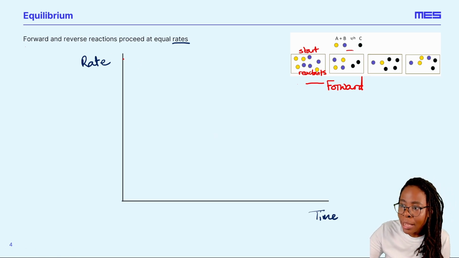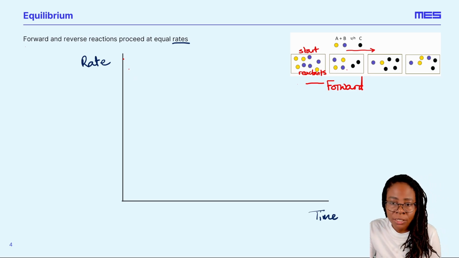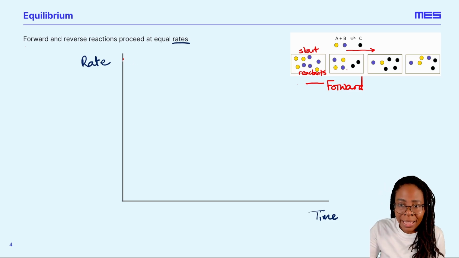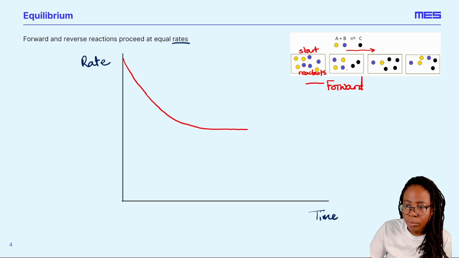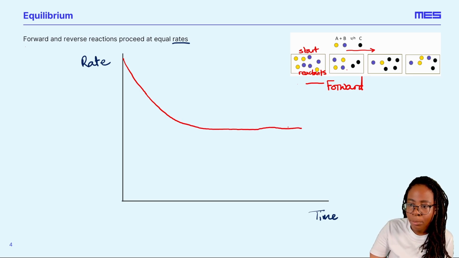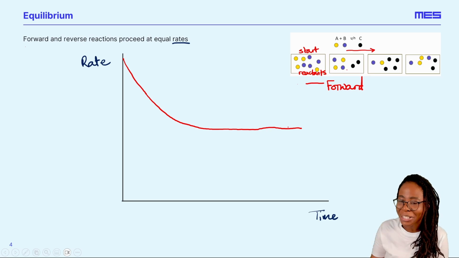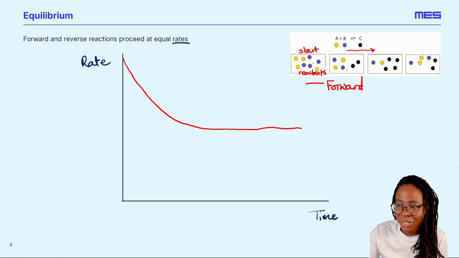But gradually, as the reaction proceeds, the reactant concentration is decreasing. If there are fewer reactant particles over time, then we are also going to have a slower rate over time. So the general shape of our curve would be a decreasing rate that eventually plateaus. Pretend that's a straight line. Okay, use your imagination. That's our forward reaction.